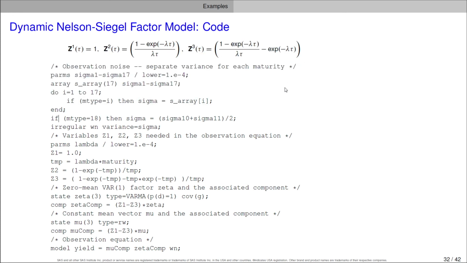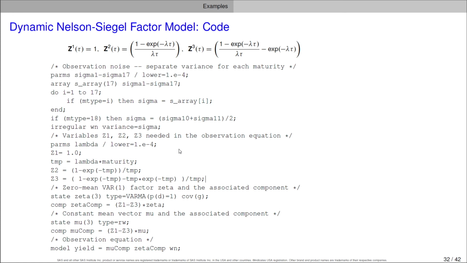Okay. Now we'll specify the z vector. So the z vector depends on a positive parameter lambda, and it also depends on the variable maturity, which is an input data set variable. So these statements define the z vector. Now this z vector, along with the three-dimensional autoregression, makes the first term of the observation equation.